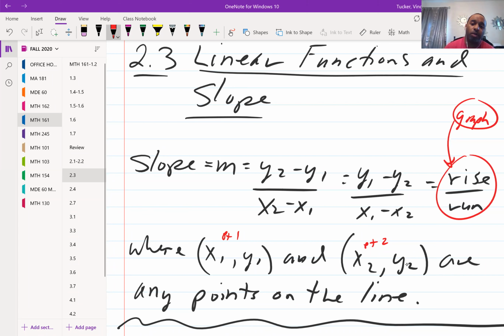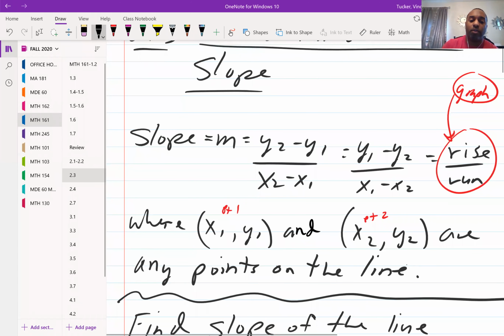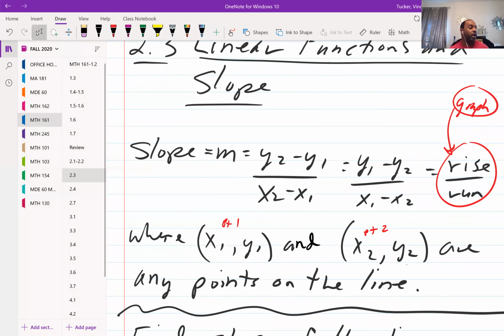So x1, y1 and x2, y2 just represent any 2 points on the line. And when you talk about the slope, we're talking about the incline or the slant of your line. This is a numerical value that represents the steepness of that slant or slope. And once again, it's represented by m.